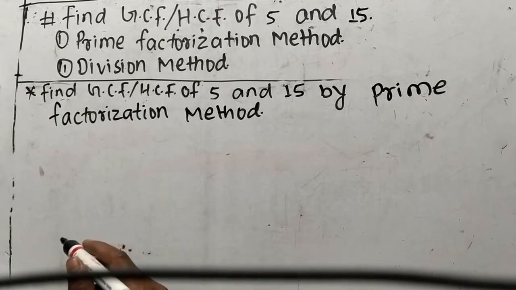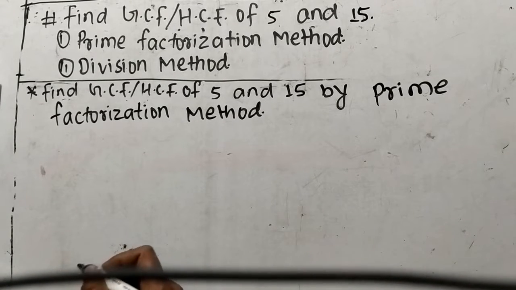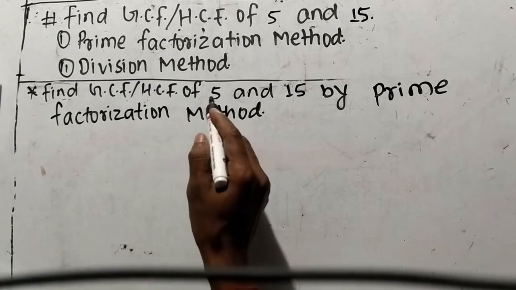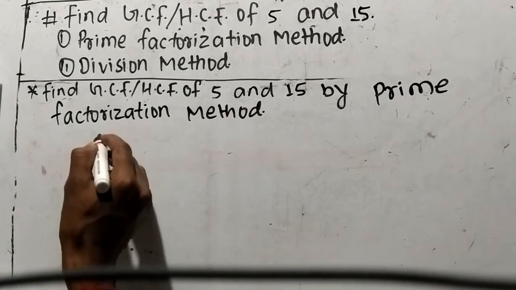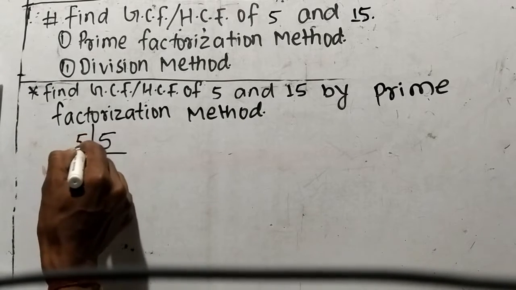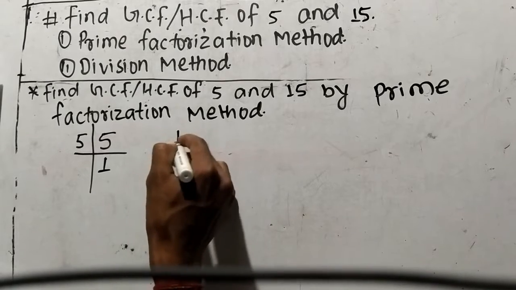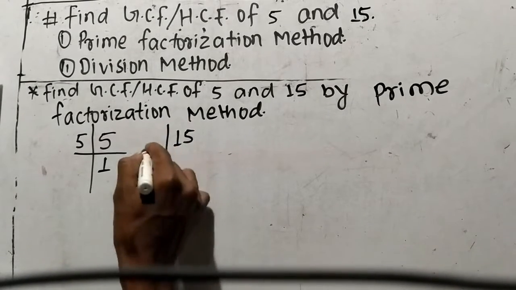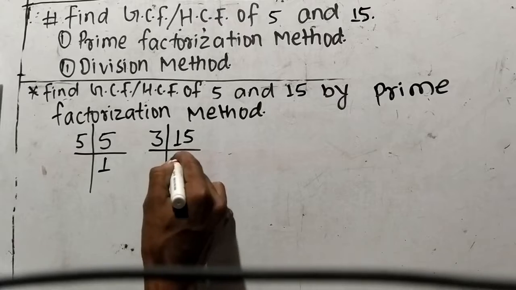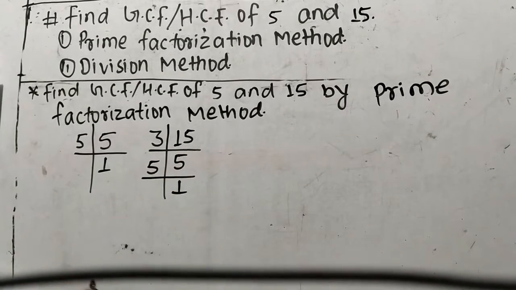While finding out GCF or HCF by prime factorization method, first of all we have to find out the prime factors of given numbers. So your numbers are 5 and 15. Let's find out the prime factors of 5. So it is 5 times 1 means 5. In the same way, we shall find out the prime factors of 15. So it is 3 times 5 means 15, like 5 times 1 means 5.